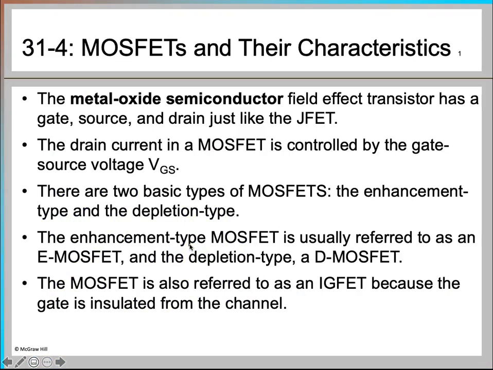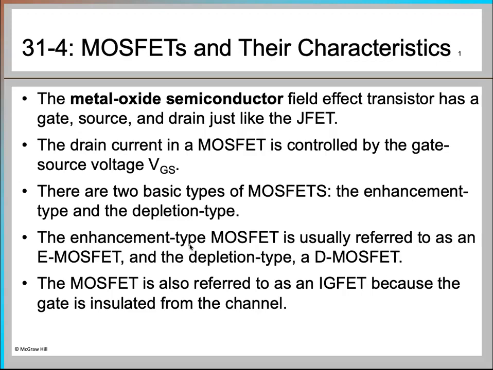MOSFET stands for metal oxide semiconductor field effect transistor, and it consists of three terminals: gate, source, and drain, which are very similar to your JFET. And the key difference between the MOSFET and the JFET is that in a MOSFET, the gate is insulated, and that gate insulation is made up of silicon dioxide. So that's the key difference between MOSFET and the JFET.